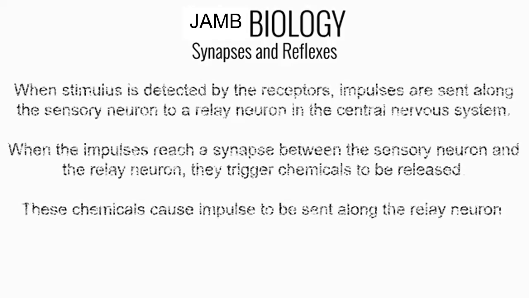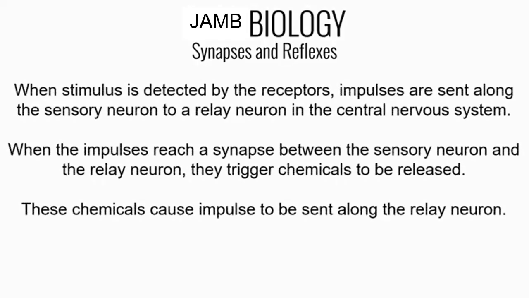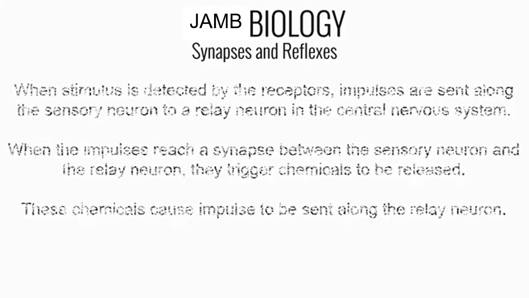So when a stimulus is detected by the receptors, impulses are sent along the sensory neuron to a relay neuron in the central nervous system. When the impulses reach a synapse between the sensory neuron and the relay neuron, they trigger chemicals to be released. These chemicals cause impulses to be sent along the relay neuron.